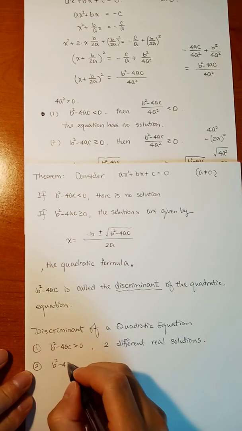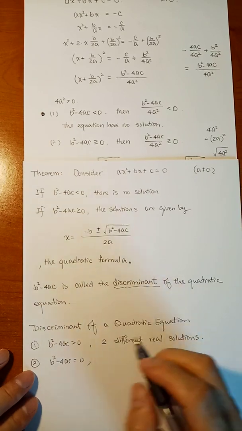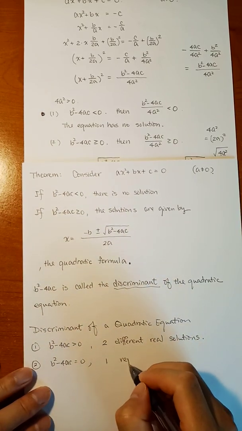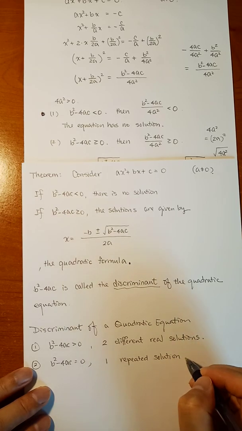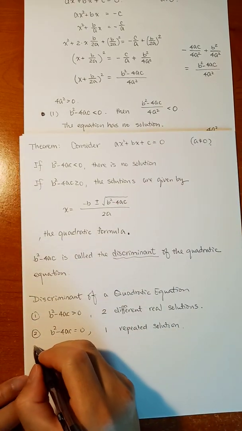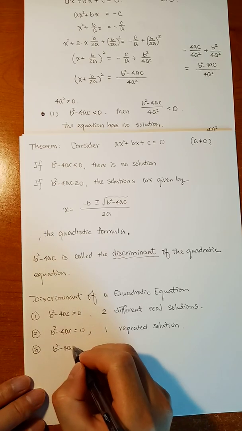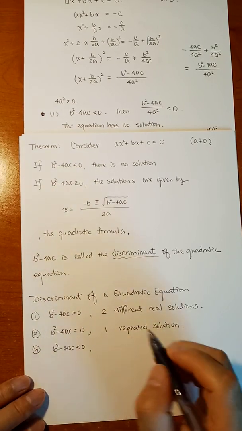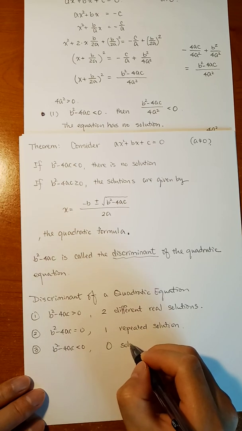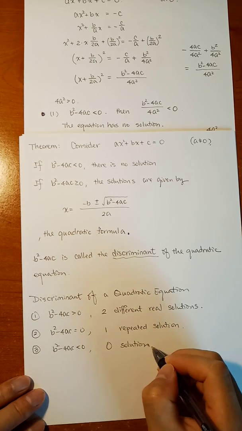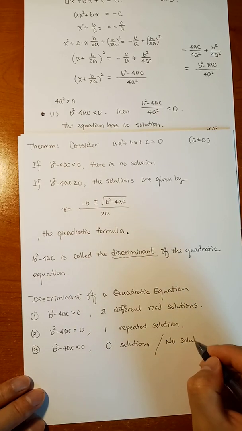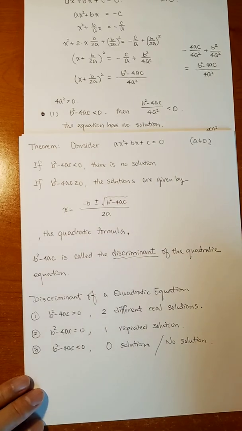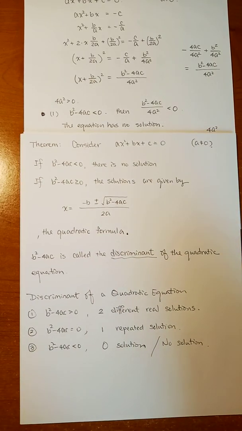Case 2: b squared minus 4ac is equal to 0, one repeated solution or one double solution. Case 3: b squared minus 4ac less than 0, zero solution. Zero solution means no solution. Okay, that's the discriminant of a quadratic equation.